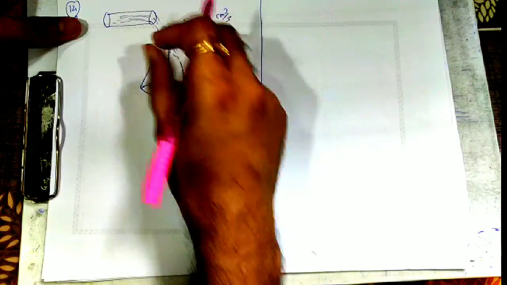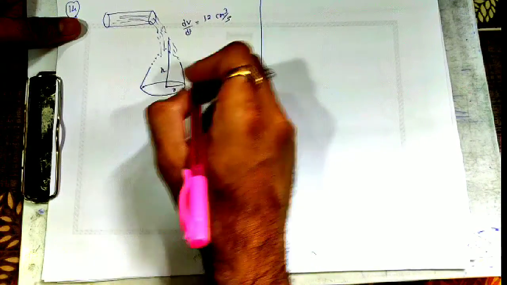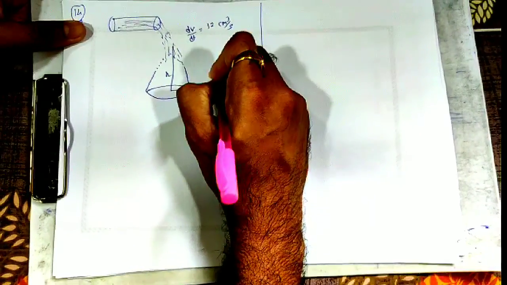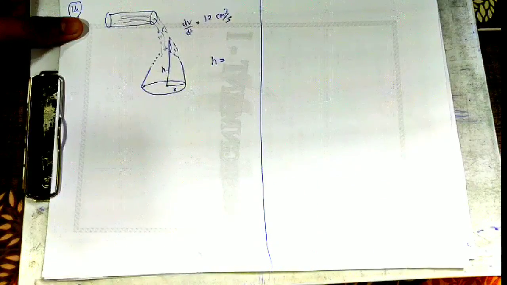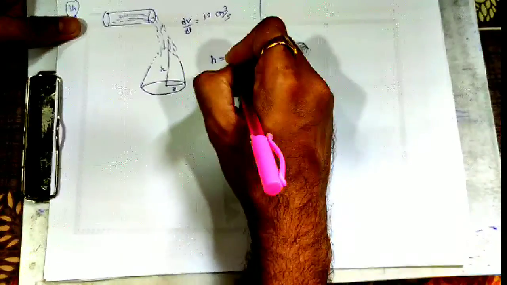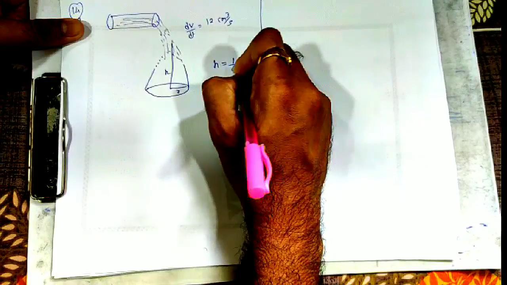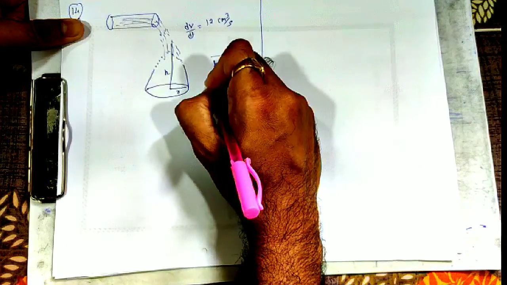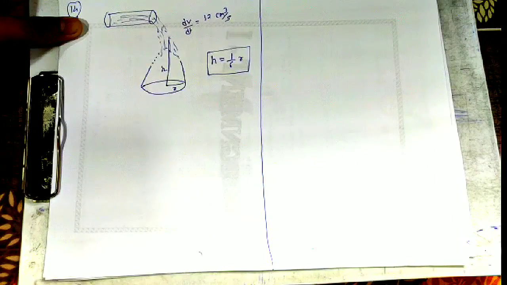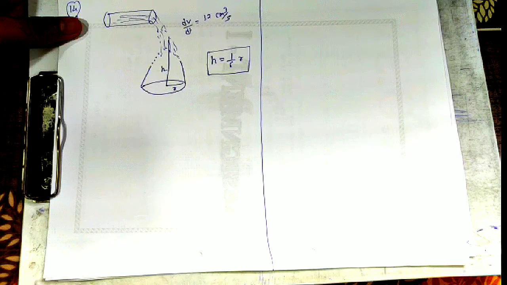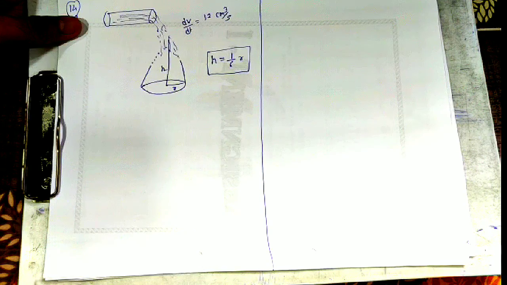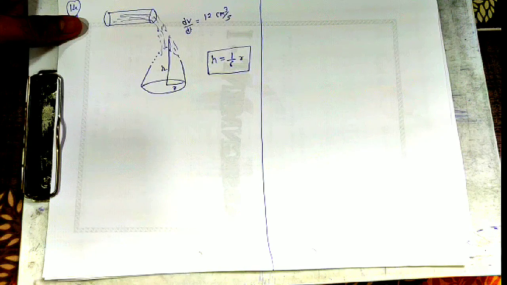The cone forming below from the falling sand has a height that is always 1/6 of the radius. This is given data. The height always remains 1/6 of the radius of the cone at the base. How fast, see the word fast has come, that means you have to find the rate of change with respect to time. How fast is the height of the sand cone increasing?